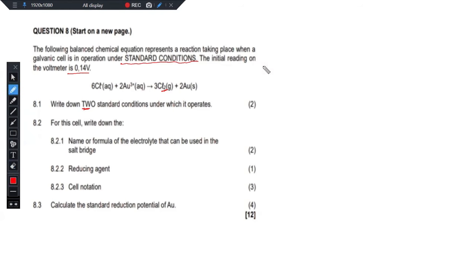Okay, 8.2 says for this cell, write down the name or formula of the electrolyte that can be used in the salt bridge. Now, this is coming from your notes. So usually the type of salt that they use there is potassium nitrate. Potassium nitrate. And then KNO3. As to why they use that, don't ask me.